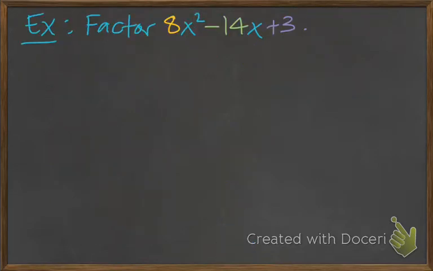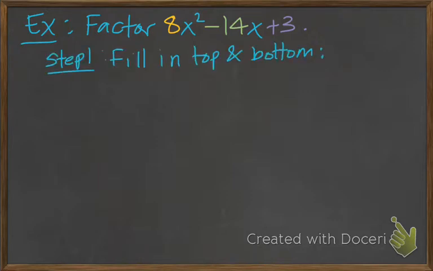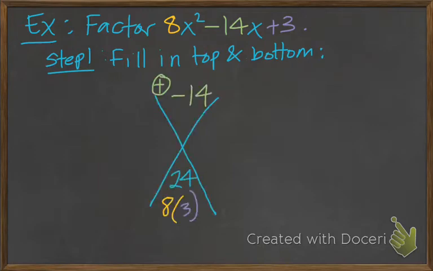So, first example, factor 8x squared minus 14x plus 3. Our first step is to fill in the top and the bottom of the big X. So we create the big X. Again, we put the middle coefficient b, negative 14, in the top, and the product of a and c, which is 8 times 3, or 24, on the bottom.